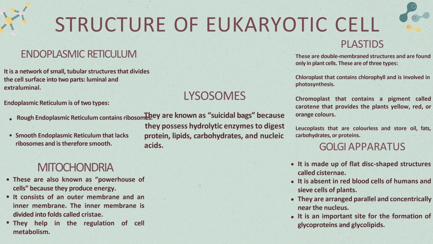Next is the Golgi apparatus. It is made up of flat disc-shaped structures called cisternae. It is absent in red blood cells of humans and sieve cells of plants. They are arranged parallel and concentrically near the nucleus. It is an important site for formation of glycoproteins and glycolipids.